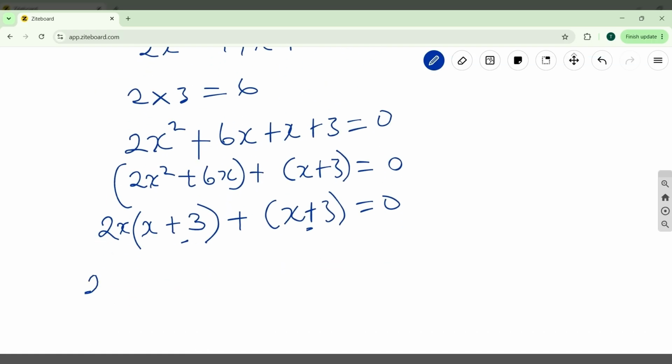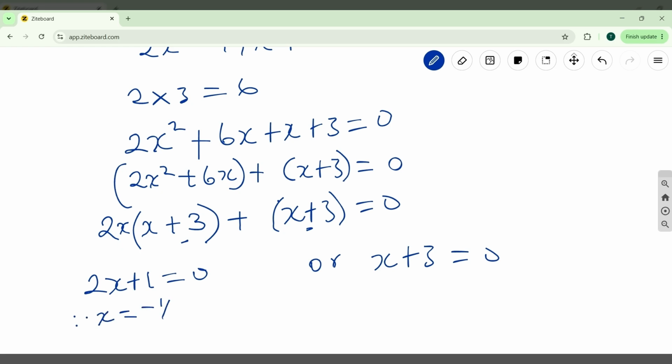So this becomes 2x plus 1 is equal to 0, or x plus 3 is equal to 0. There's an invisible 1 here. The coefficient of this x plus 3 is 1. So that's where the 1 is coming from. That's why I say 2x plus 1 equal to 0, or x plus 3 equal to 0. Therefore, our x is equal to negative 1 over 2, or our x is equal to negative 3.